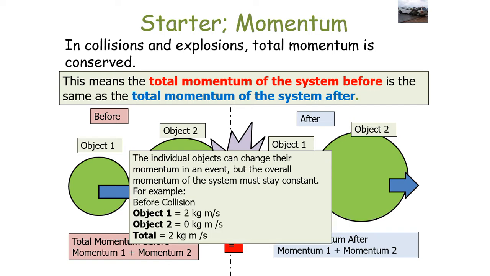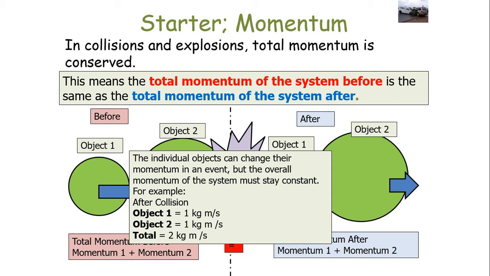must stay constant. So for example, say before the collision, object 1 has a momentum of 2 kg m/s, and object 2 has a momentum of 0 kg m/s. So it will give us a total momentum of the system before the collision of 2 kg m/s. But let's say after the collision, object 1 now has 1 kg m/s, and so does object 2. So the total momentum is 2 kg m/s.